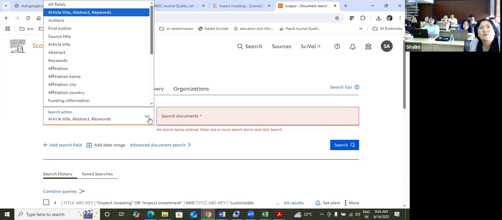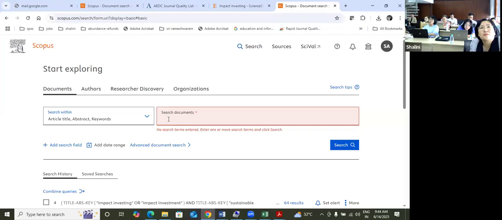So I was saying here, you can put the name of the journal here, and you can see what it shows.